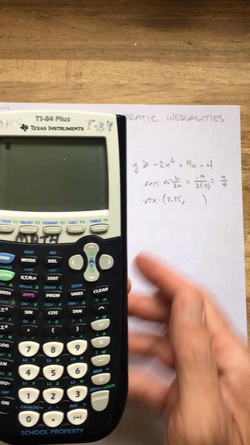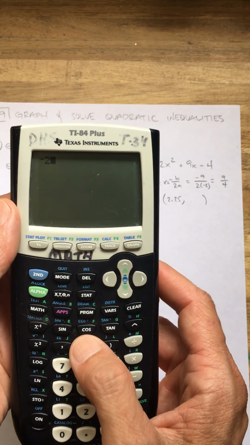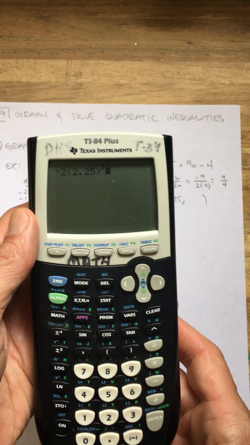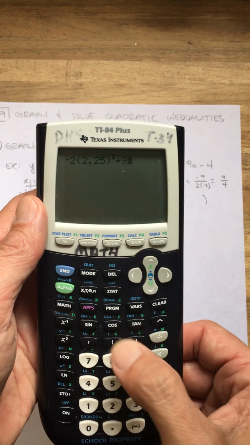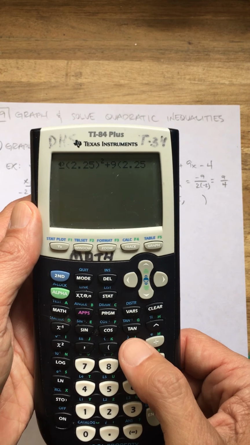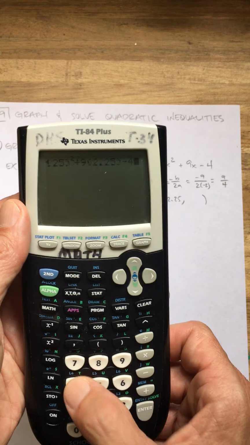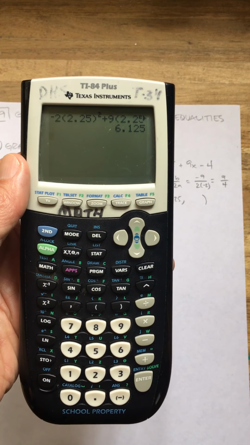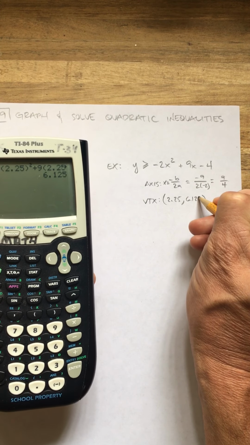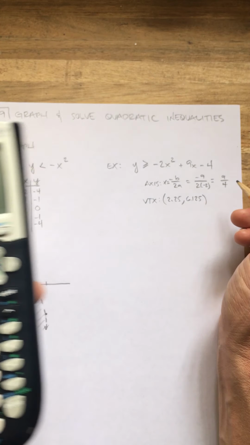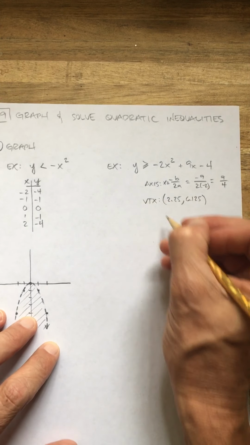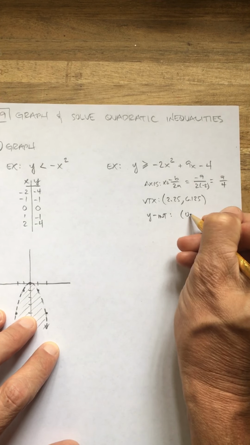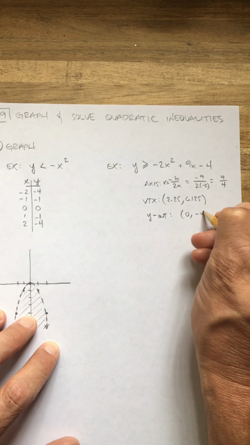Now I'm going to plug that in. So -2 times 2.25 squared, plus 9 times 2.25, minus 4. Now I'll hit enter, and I get 6.125. So there's my vertex, 2.25, 6.125. I also need a y-intercept, and that is always 0, c. So that's 0, -4.